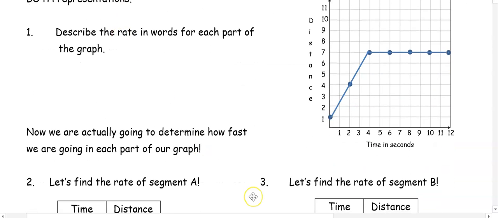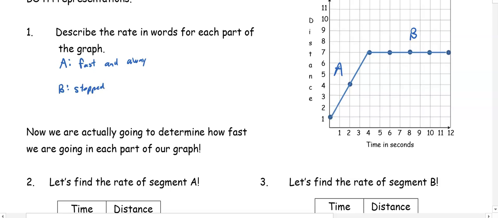So in this graph we have two parts. We're going to call the first part A of our graph, the second part B. In part A, our line is increasing. It's kind of steep, and our distance is getting larger because we went from 1 to 7. So in this part, we are going to say that we are moving fast and away. In part B, our line is a horizontal line, which means we're not moving at all, so we are stopped.